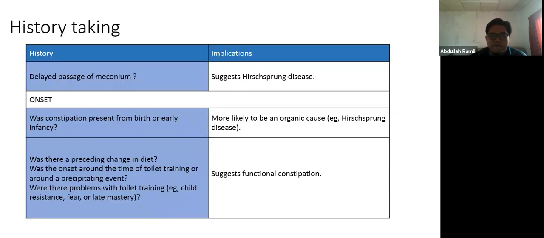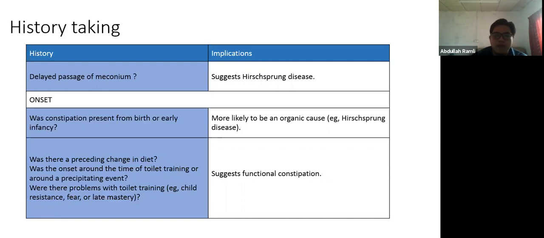Okay, next. So to the gist of our discussion today, which is the approach to chronic constipation. As we know, it comprises history taking, physical examination, investigation, and so on. For the first part, history taking, one thing we have to take note of is the passing of meconium. Any delay in passage of meconium can suggest the child could have Hirschsprung disease. The next thing we want to know is the onset. Was the constipation present from birth or early infancy? If so, then it is more likely to be an organic cause, which could be Hirschsprung disease.